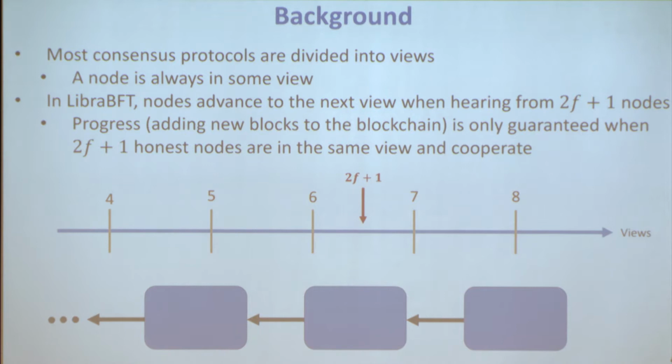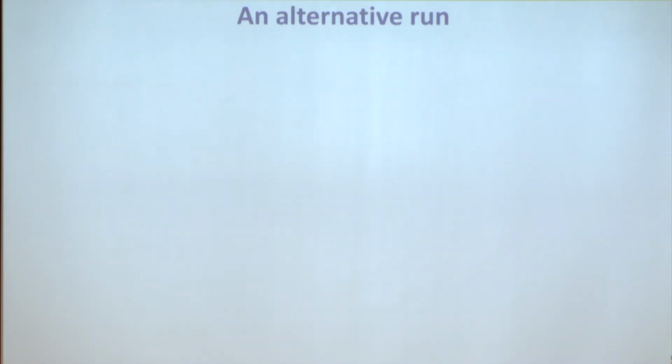Now, in this example, what might go wrong from this time on is that from these 2f+1 nodes which ran the consensus protocol and are now at view 6, actually f might be Byzantine. And the Byzantine nodes may decide to cooperate and then stop. So let's look at an alternate run.